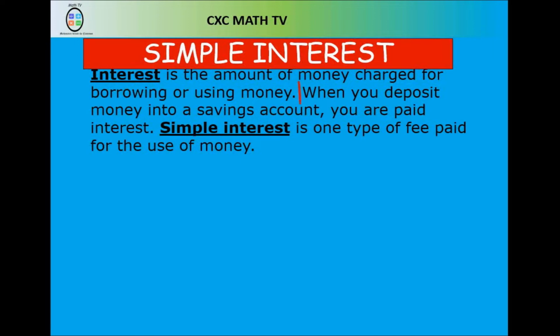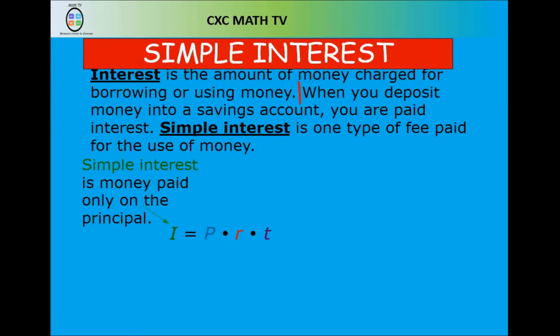That's all. Now, when you deposit money into a savings account, you earn interest, as we say. And simple interest is one of the types of interest that we use in everyday life. So now, what is this simple interest? First thing is you're going to have to learn this formula.